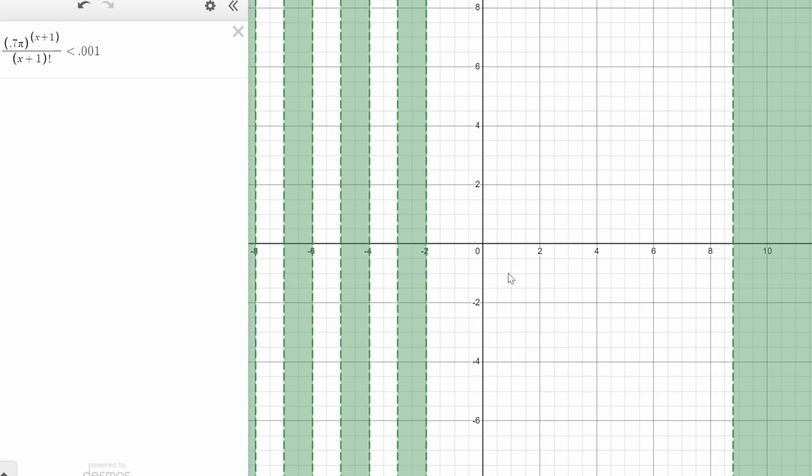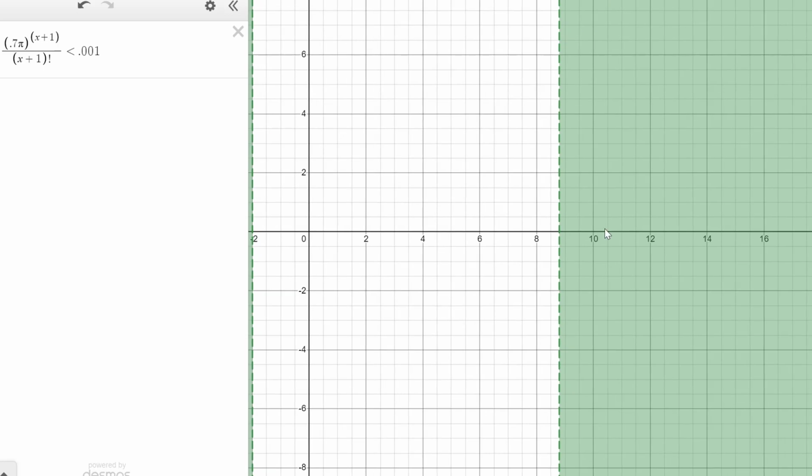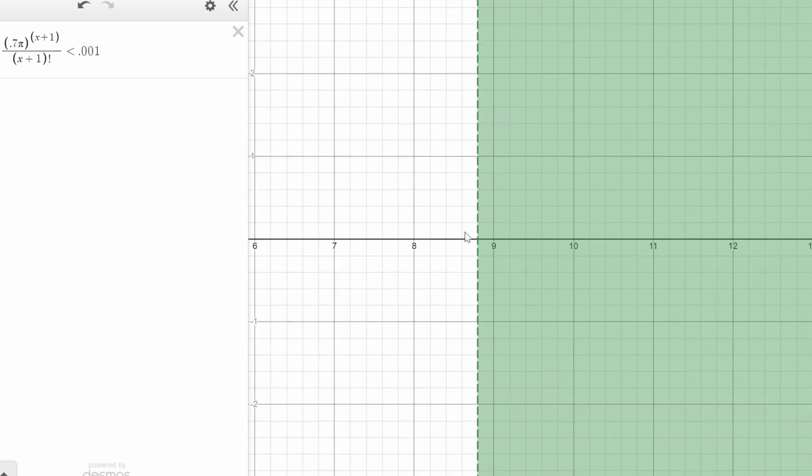Okay, here you can see I have it typed in Desmos. And we have these bands that are shaded that are in the negatives. But we're looking for the first smallest positive number. So we want to go over here, and you can zoom in here. We want the first positive integer that is after this line here. So our answer is going to be 9.